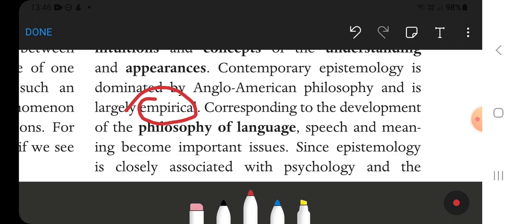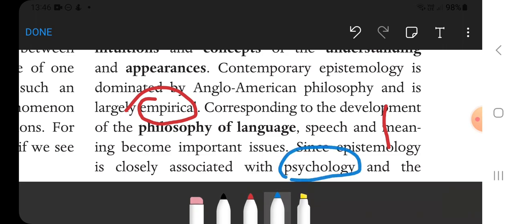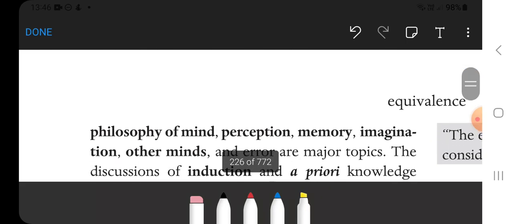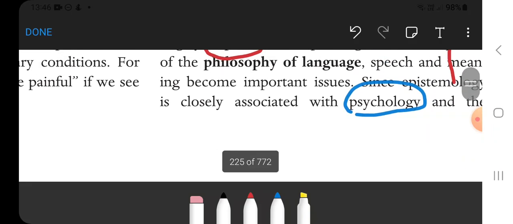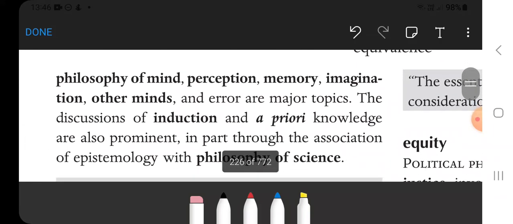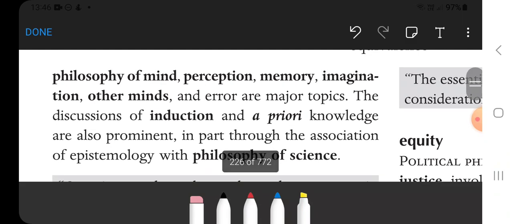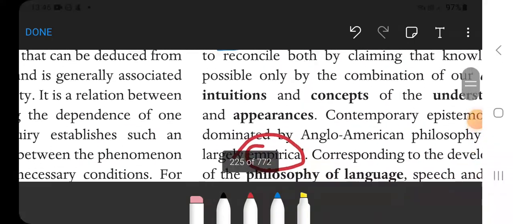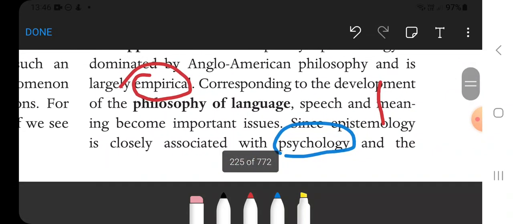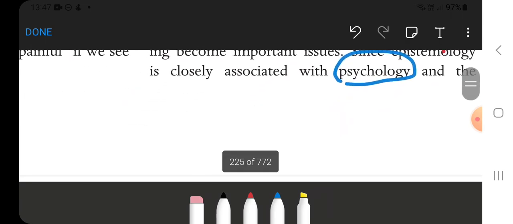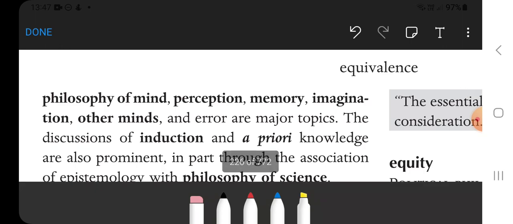Since epistemology is closely associated with psychology, because psychology deals with the human mind in its working, and the philosophy of mind, perception, memory, imagination, other minds, and error are major topics. Let's see. This is the thing. It was saying that corresponding to the development of the philosophy of language, speech and meaning become important issues, since epistemology is closely associated with psychology and the philosophy of mind, perception, memory, imagination, other minds, and error are major topics.